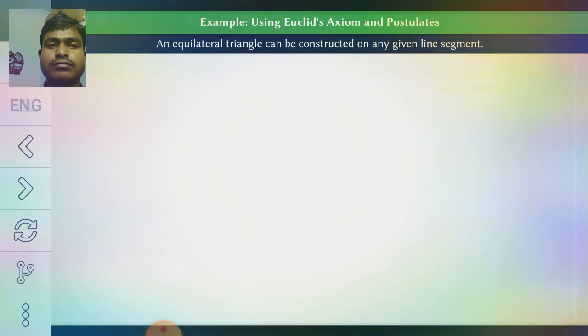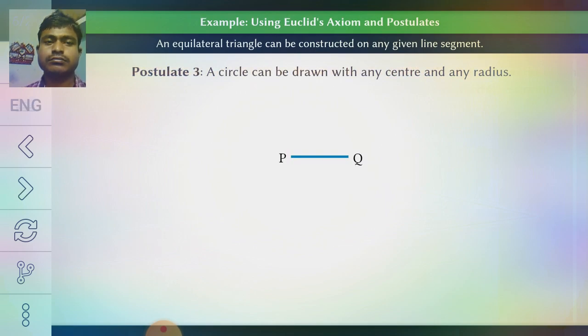We will now prove that an equilateral triangle can be constructed on any given line segment using Euclid's axiom and postulates. Suppose we have a line segment PQ of any length. Euclid's postulate 3 states that a circle can be drawn with any center and any radius. So, with P as the center and radius PQ, draw a circle.